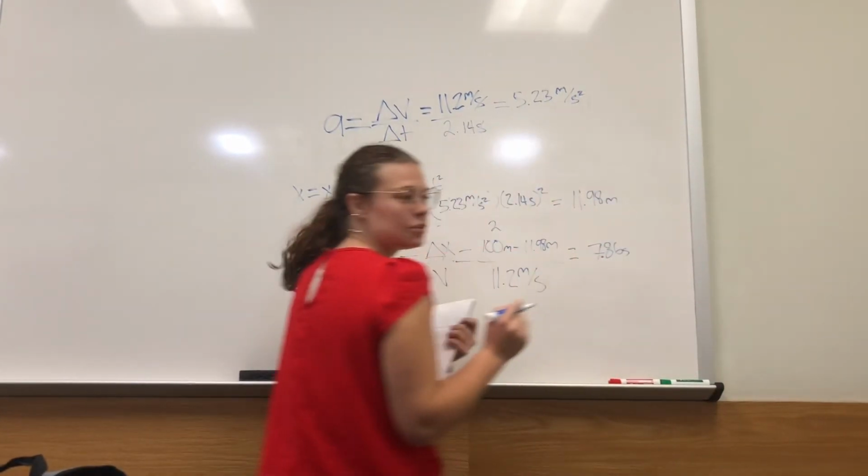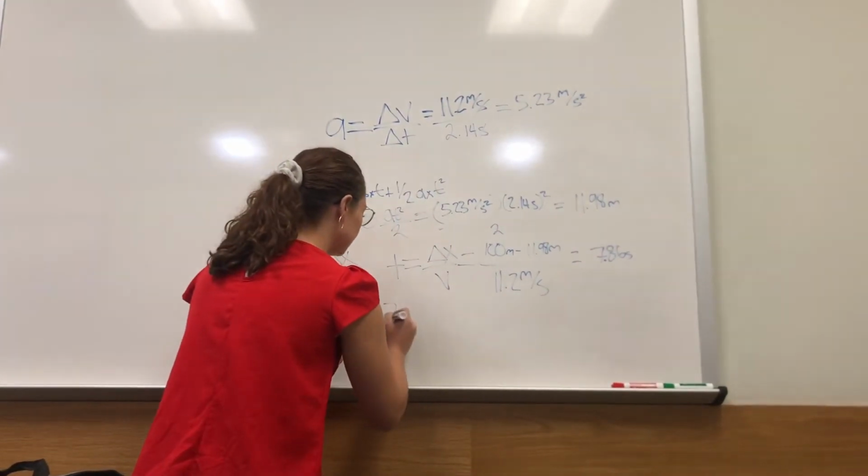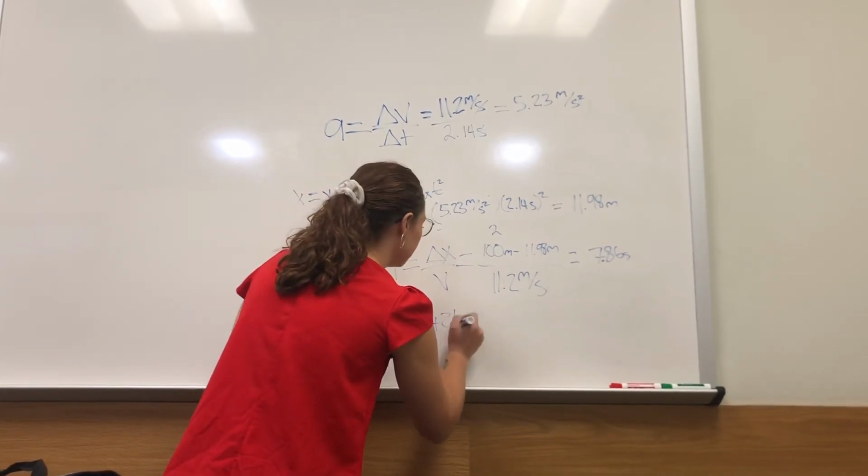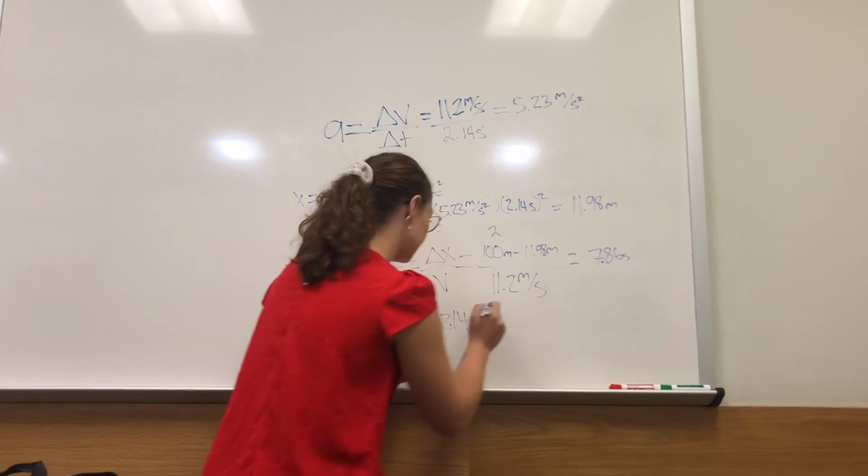So the total time it took him to run the 100 meters is 7.86 seconds plus 2.14 seconds while he was accelerating, and we get 10 seconds.